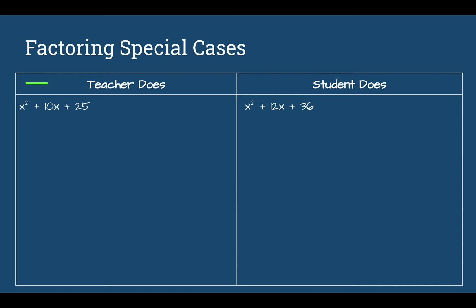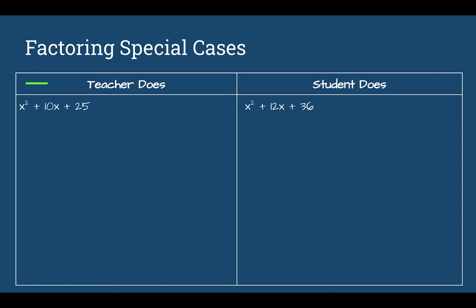Let's look at a first example. We have x squared plus 10x plus 25. Now, at first glance, it looks like any of the other simple trinomials that we did in the last lesson. If we look closer, we can see the hidden number in front of x squared is a 1. That's a perfect square. And 25 is also a perfect square. This is a perfect square trinomial.